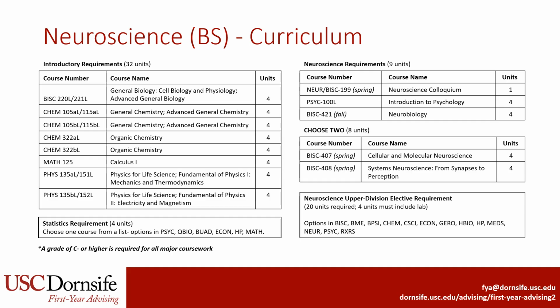Next, there are 9 units of neuroscience requirements, including Introduction to Psychology, Neurobiology, and a 1-unit seminar course that provides an introduction to the field of neuroscience and some of the research happening in the field. Next, students will take these 2 upper division neuroscience courses, Cellular and Molecular Neuroscience and Systems Neuroscience. Finally, students are required to complete 20 units of upper division electives, 4 units of which must include a lab.